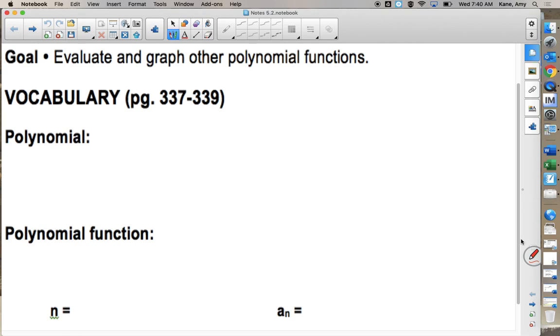No, that's okay. So the first thing, a polynomial. You were asked to read section 5.2, and that's why I was going to give you a little pop quiz. Sometimes when I ask you to read, I want to see, did you really read? But again, alas, I don't have anything copied.